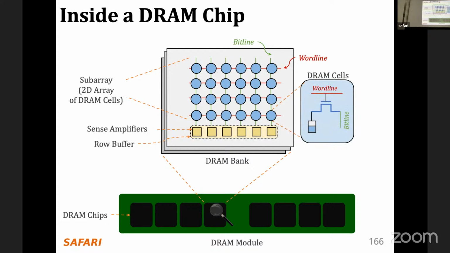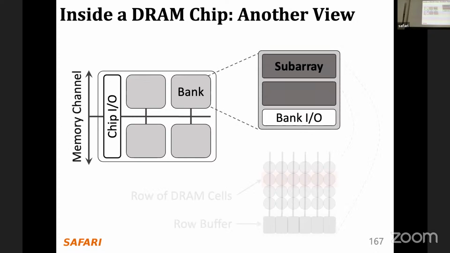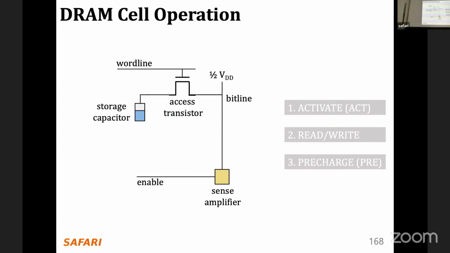A DRAM cell itself stores data using a storage capacitor, and to access this storage capacitor, the DRAM cells use access transistors, which connect the storage capacitor to the bit line under control of the word line. This is just another view of the same system. You have here the DRAM chip, which has some I/O, and then you have the banks. Inside the bank, not shown here, we have the subarray, and inside the subarray we have the different rows of DRAM cells and the row buffer. In order to access DRAM, the memory controller issues three main operations: activate, read and write, and precharge. So let's see how this works.